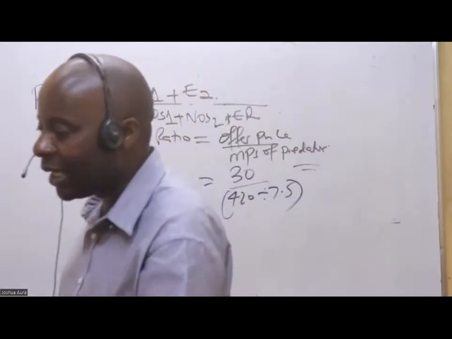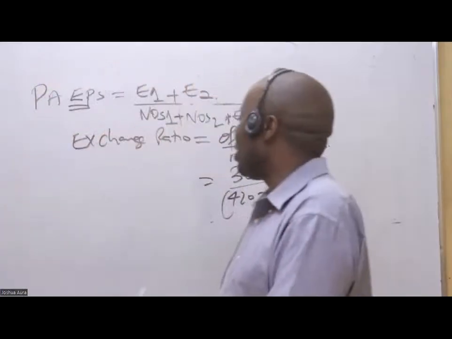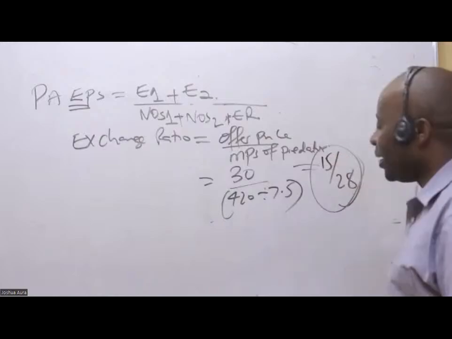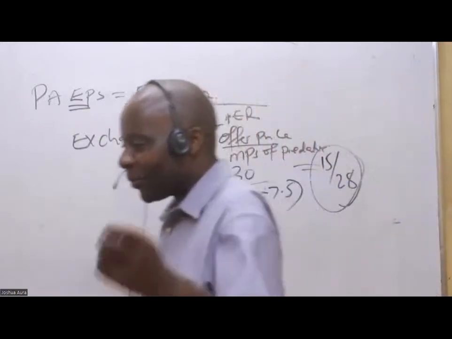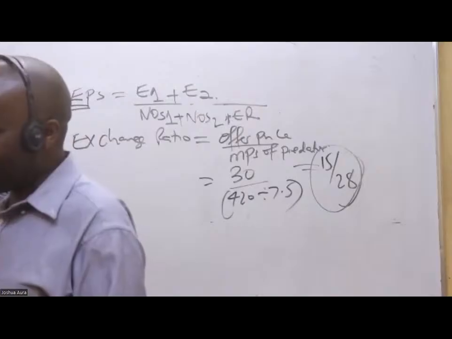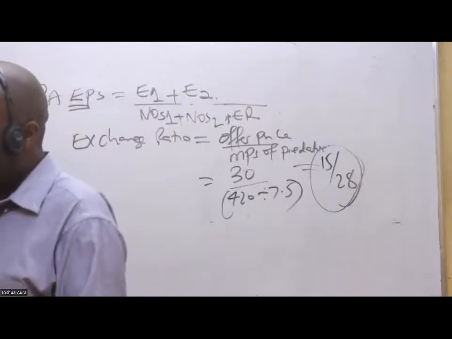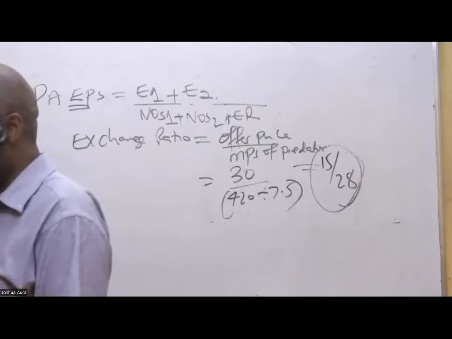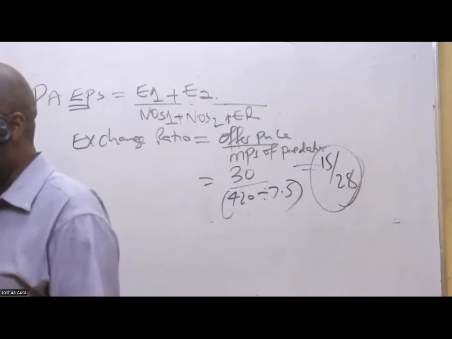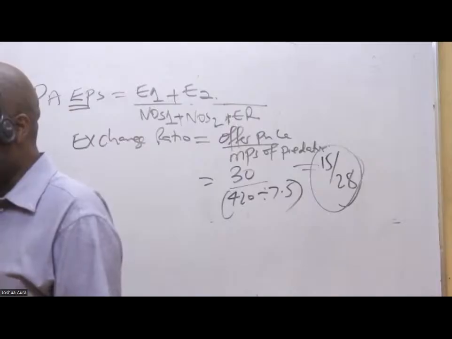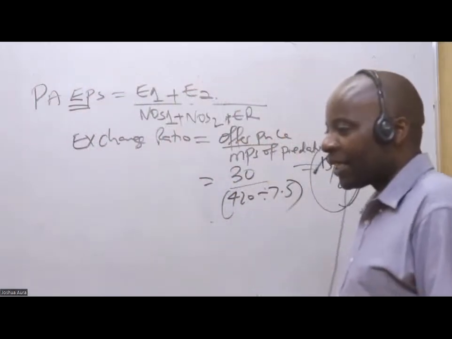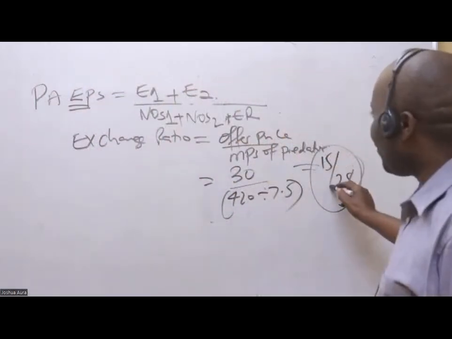Yes, and they're telling me that the final answer is 15 over 28. Is there somebody who has not been able to get this? Raphael, great. Is there somebody who has not been able to get this 15 over 28? EPS 3.8 for final answer. So there's nobody who is saying they haven't been able to get this.